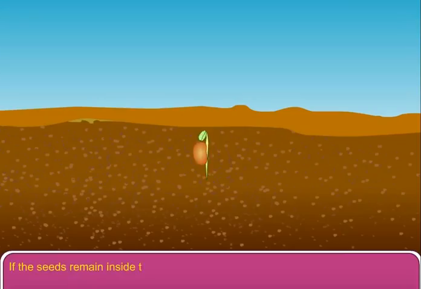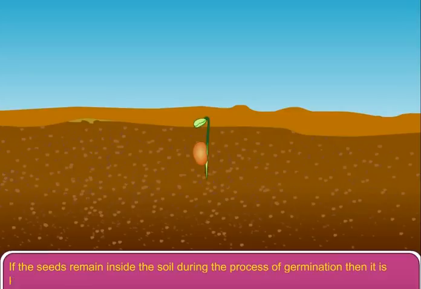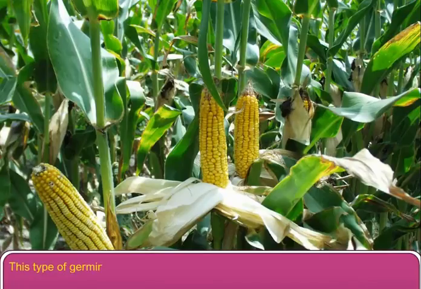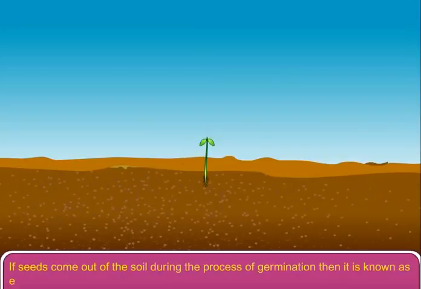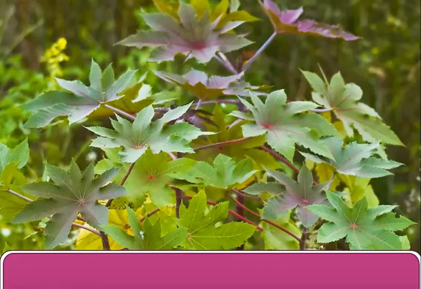If the seeds remain inside the soil during the process of germination, then it is known as hypogeal germination. This type of germination is seen in maize plants. If seeds come out of the soil during the process of germination, then it is known as epigeal germination. This type of germination is seen in castor bean plants.